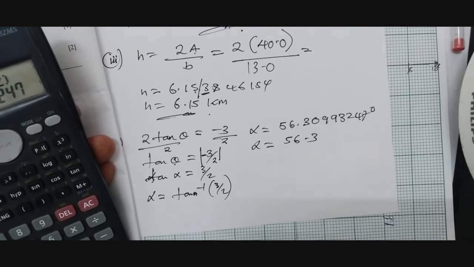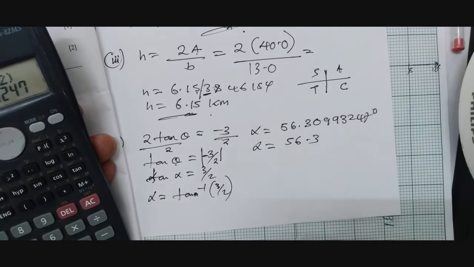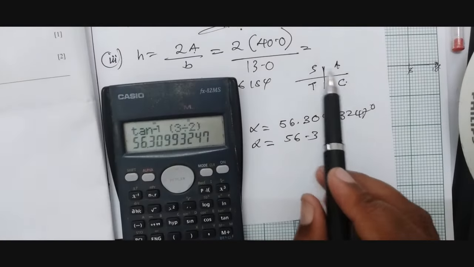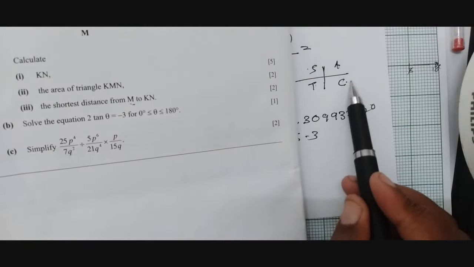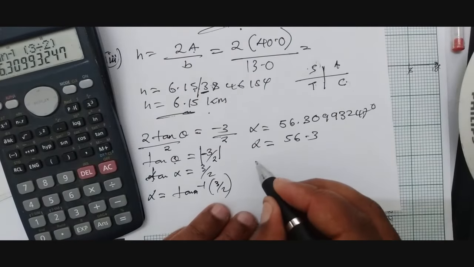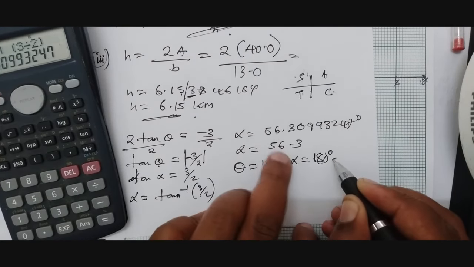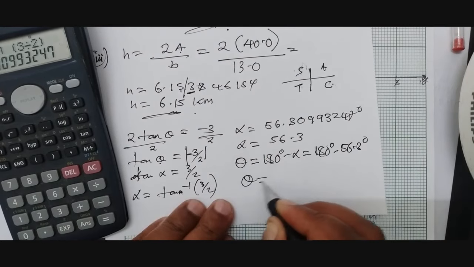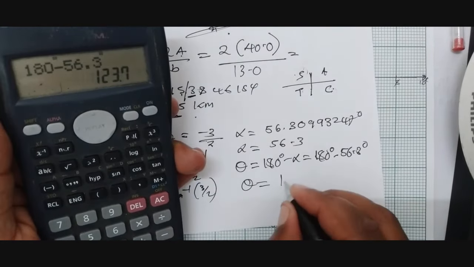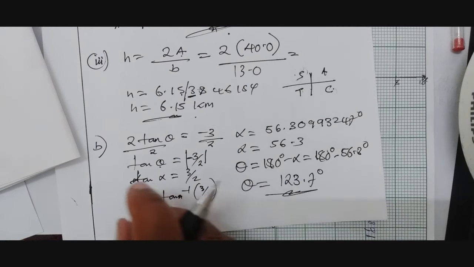Now, you need to know where tan is negative. Remember, when you use the Cartesian plane, you have All Students Take Chemistry, meaning that tan is negative in the second and fourth quadrant. But we cannot talk about the fourth quadrant because the range is 180. So we only deal with the second quadrant. So how do we get theta in the second quadrant? Say theta is 180 minus alpha. So 180 minus what is our alpha? 56.3 degrees. Meaning that your theta is 180 minus 56.3 degrees, and you get 123.7 degrees. That one is done.